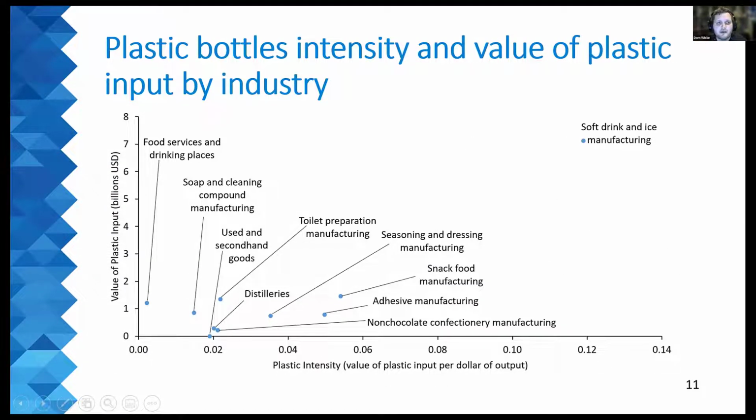Now looking at the same graph, but for plastic bottles, we see here there's a bit more of a clustering in the left-hand corner of this graph, and 6 out of the 10 industries described here are related to food and drink manufacturing. And there's one standout industry, which is soft drink and ice manufacturing, which is not surprising given the amount of plastic bottles used by soft drinks and ice industry companies and things like that. But that offers quite an efficient target because, again, it has a relatively high value of plastic bottles as an input and a relatively high plastic bottles intensity.